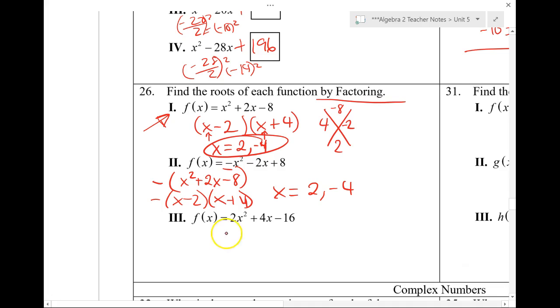Now for this next one, the leading coefficient is not 1, and usually you think, oh, well, I'm going to have to do the X box method. But before you do that, check to see if maybe that a value, that first one, can be divided into the rest of the coefficients. And it looks like it can, because it's 2. 2 goes into 4 and 16. So what I can do is pull out the 2, and now I have x squared plus 2x minus 8. Hey, look at that! Same thing again. So now I know that this factors out to x minus 2 and x plus 4. And the solutions are the same for all three of those. Okay?